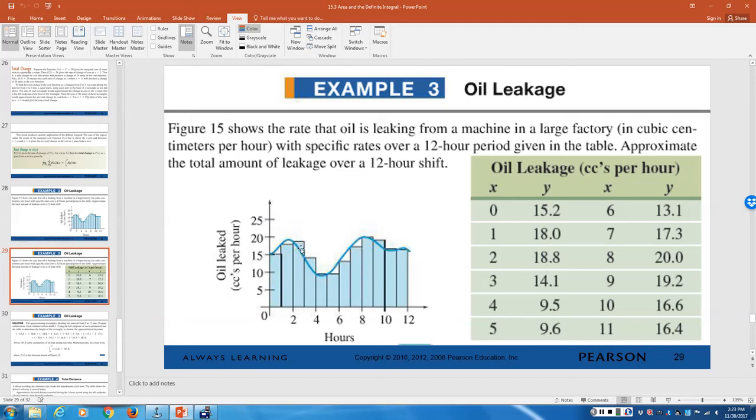The fourth one, let's see, those 1, 2, 3. The fourth one drops back down some to about 14.1 cc's per hour. And then for the next 2 hours, it's around 9.5 and 9.6 cc's per hour because the machine's probably idling. And then it starts to climb again, and as it climbs, the height of the rectangles gets higher and higher and peaks out at around 8 hours into the shift, which makes sense. That's about time the shift ends. And then it drops off.